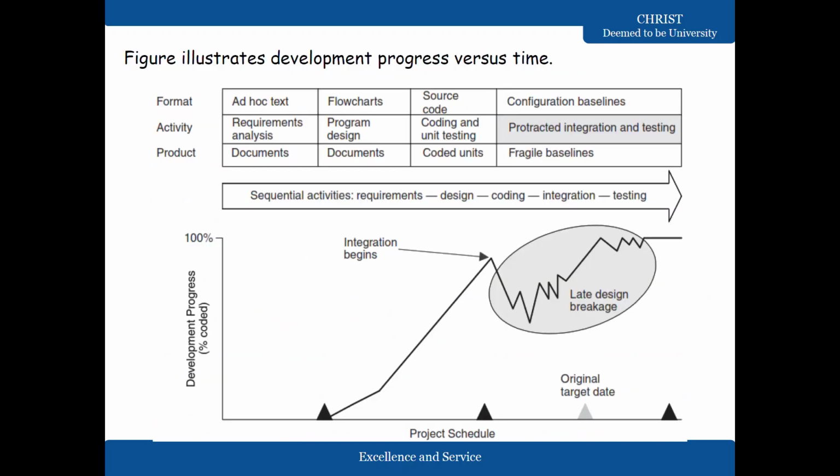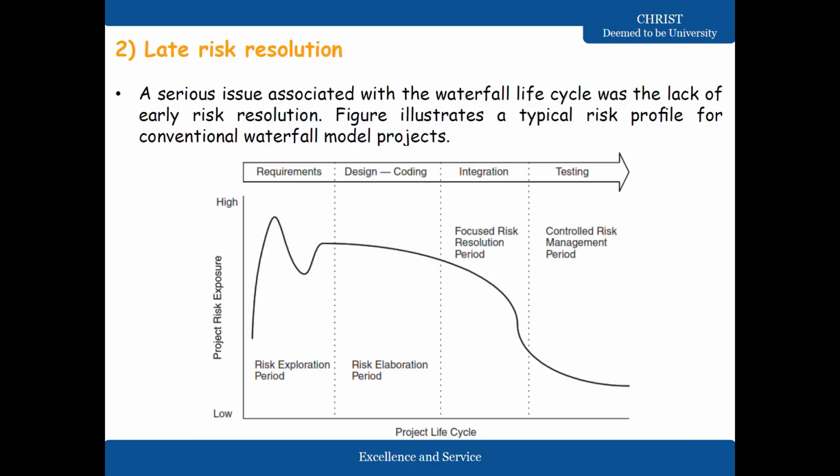So this diagram shows where the late design breakage takes place. Okay, we have integration which begins, and then slowly we have the late design breakage taking place. So this graph includes the project schedule and the development progress, percentage coded. So this figure illustrates the development progress versus time.